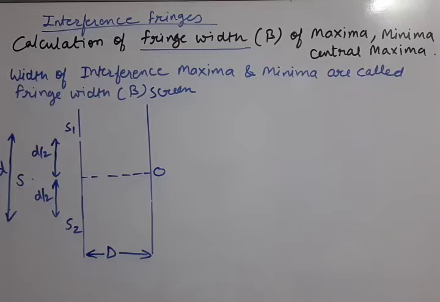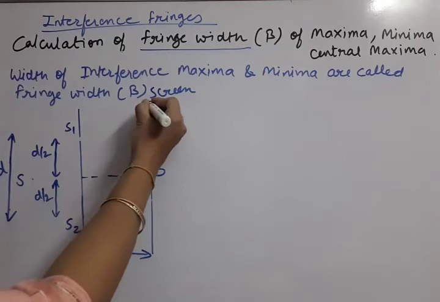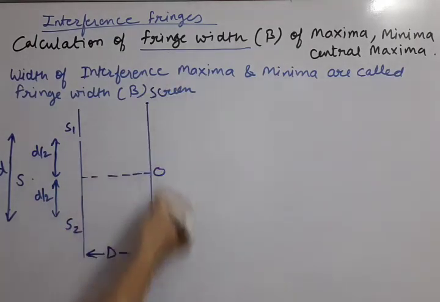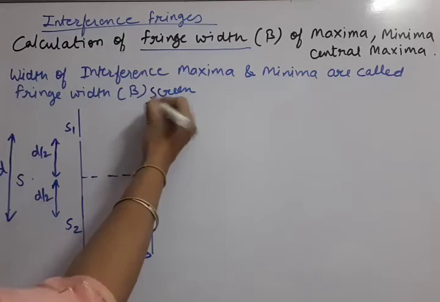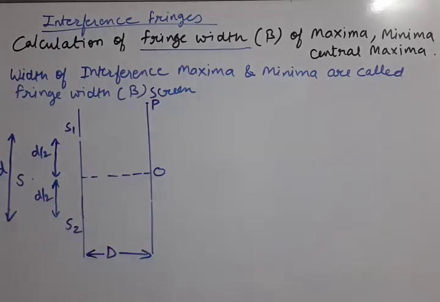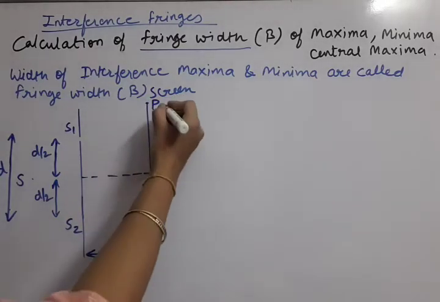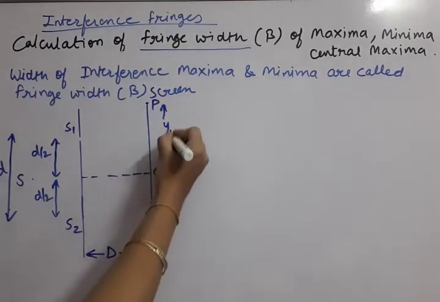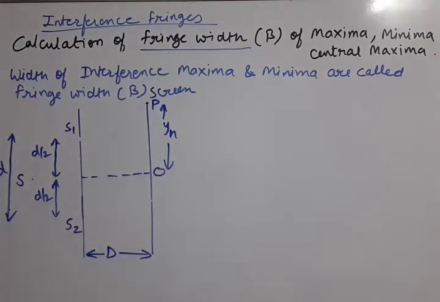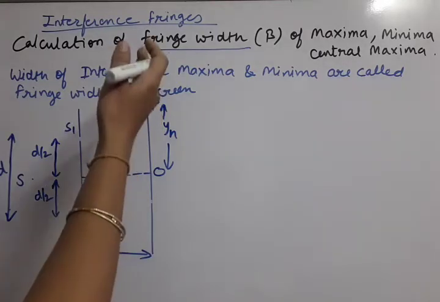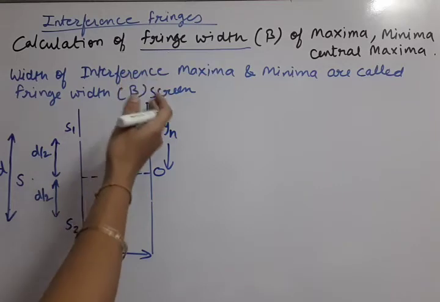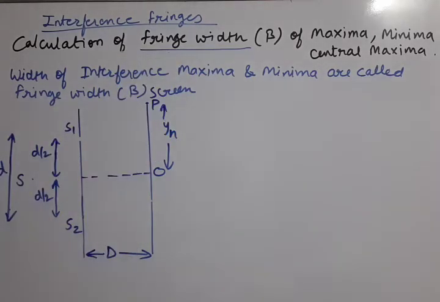Now, for calculating the fringe width, we need a random fringe. That means it can be a maxima or a minima. On the screen we take a random fringe at point P. Suppose this point P has a displacement yn from the center of the screen. Yn means the displacement of the nth fringe. It can be the first maxima or minima, the second maxima or minima, and so on. Now let us complete the diagram.